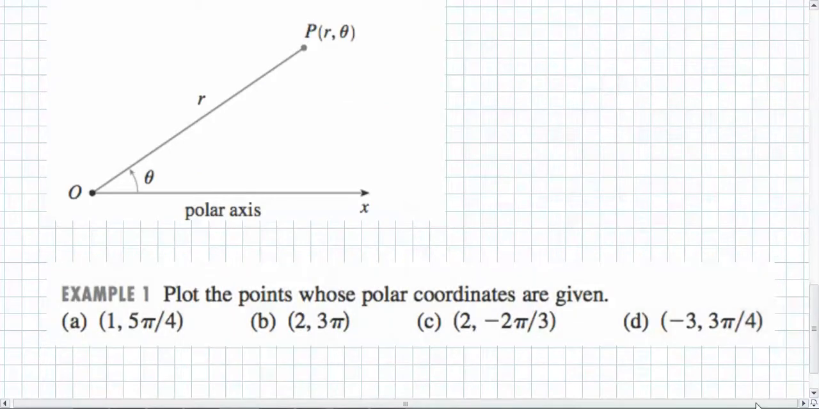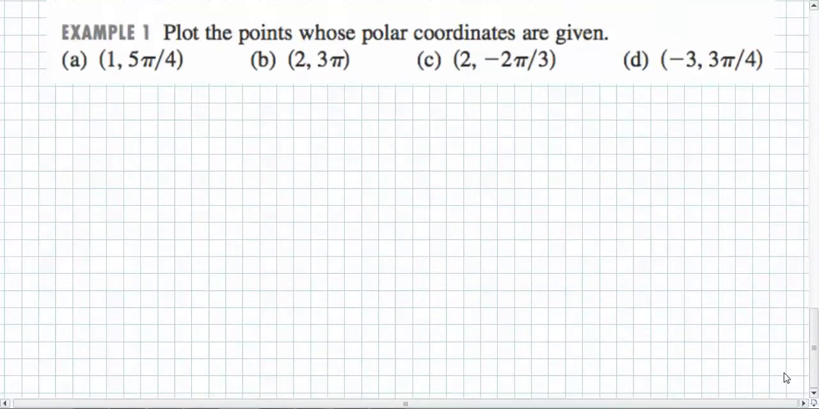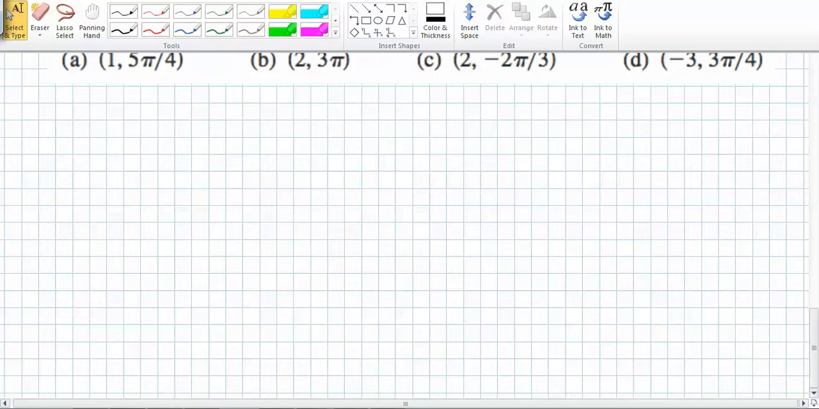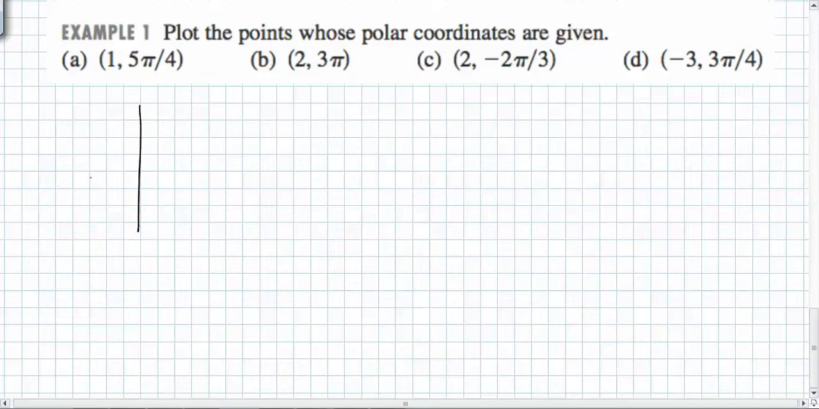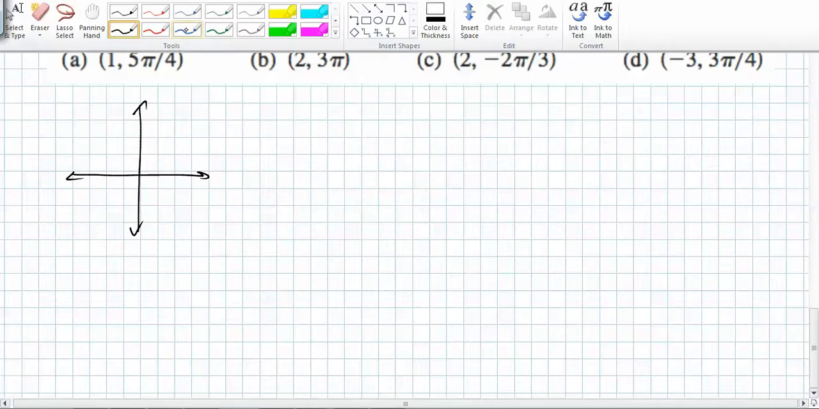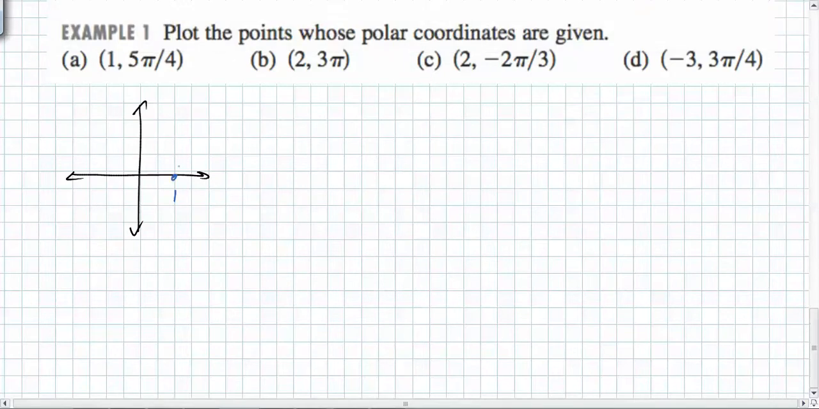I could go grab some polar paper, but let's just get the basic idea here. If we wanted to plot that first point, the r value is, what's the r value? 1. So let's go out to, let's say this distance is 1 right here, and then we're going to 5 pi over 4. So if I go all the way to here, how far have I gone? Pi. So how much more do I need to go? So the point is right there. You've gone a total of 5 pi over 4 radians from the positive x-axis.